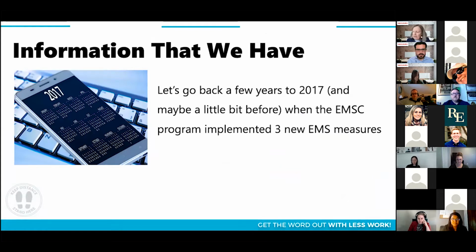I looked over the list of participants today, and it seems to me that there's probably about a third of you who have joined us that were managers when the program rolled out what is known as the new measures. Sometimes we call them the EMS measures, and occasionally we call them the next generation of measures. Mostly today, I'll be using the words EMS measures or new measures.